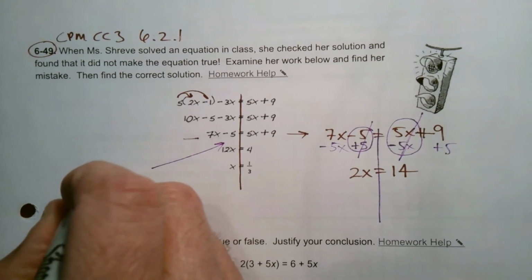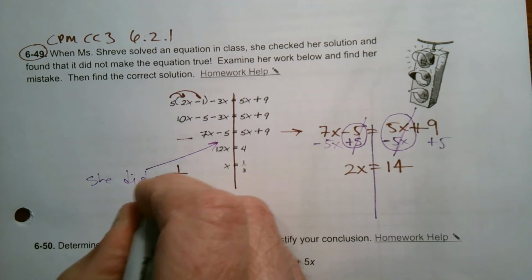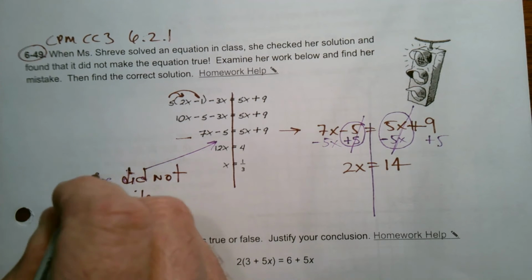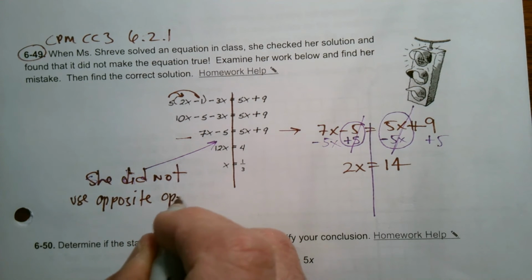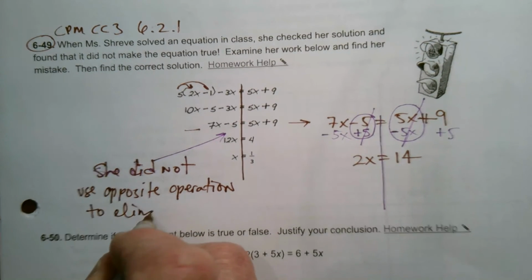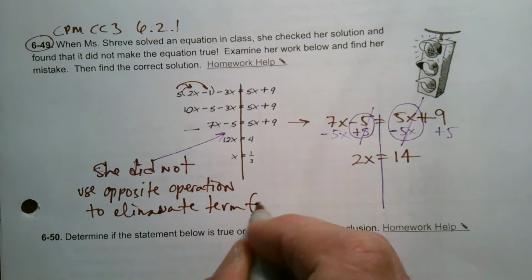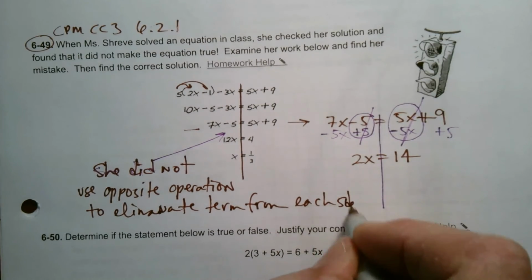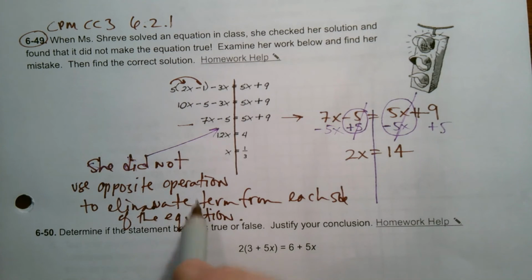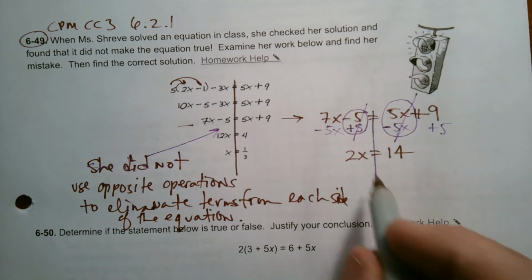Right here, she did not use opposite operations to eliminate terms from each side of the equation. So that's the fix.